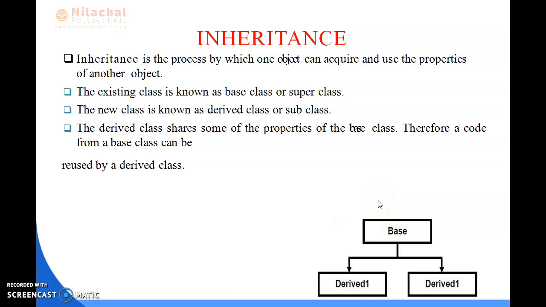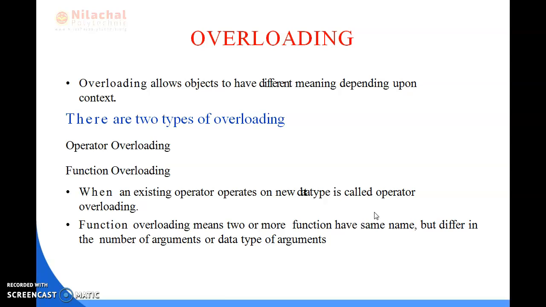Now we are going to discuss overloading. What is overloading? Overloading allows objects to have different meanings depending upon context. We have two types of overloading, that is operator overloading and function overloading. Operator overloading is sometimes termed operator ad hoc polymorphism because it is a specific case of polymorphism where different operators have different implementations depending on their arguments.